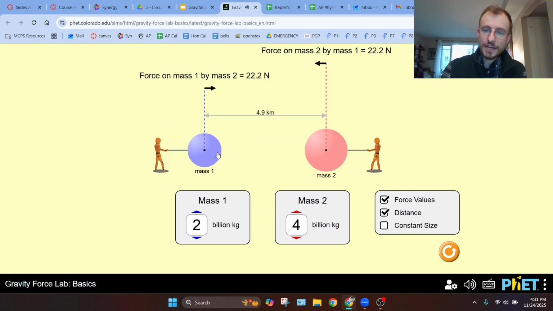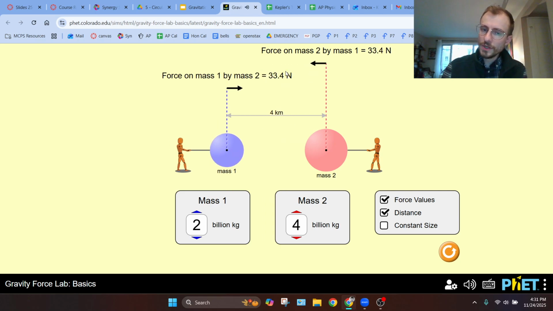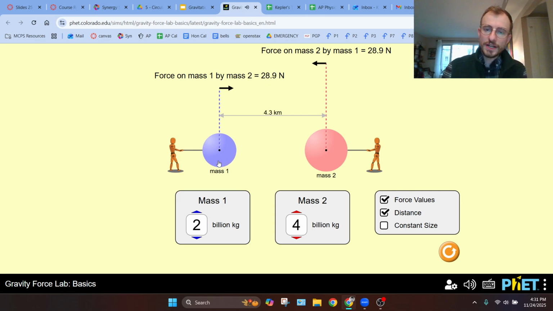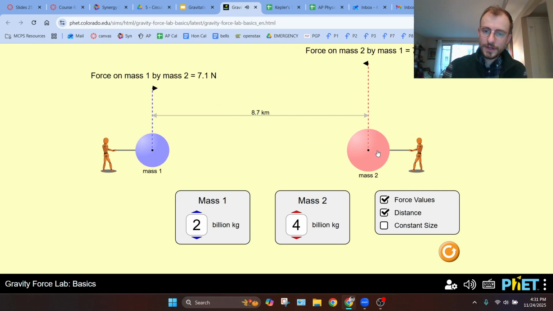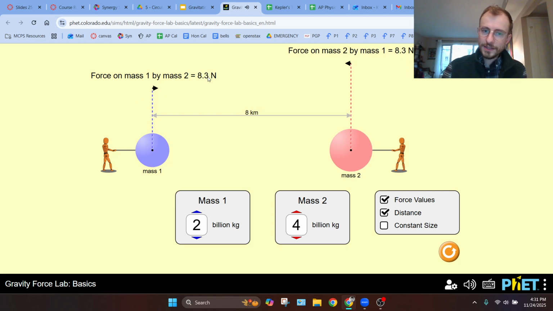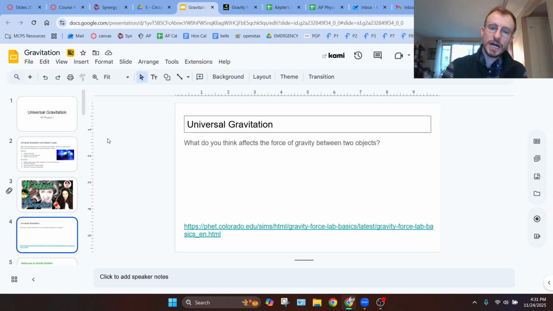If I go the other way, if I start at 4, which is 33.4 again, and if I double it up to 8, then I get 8.3, which is not just half of 33, it's a quarter. So it seems like it's scaling by the distance between them squared.